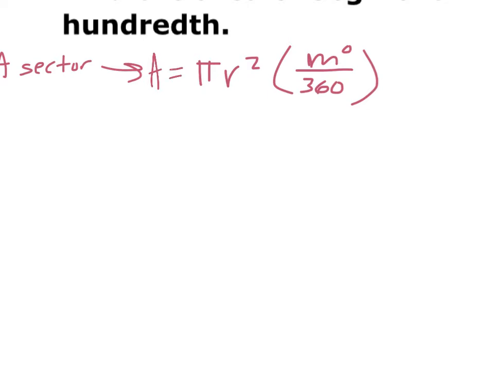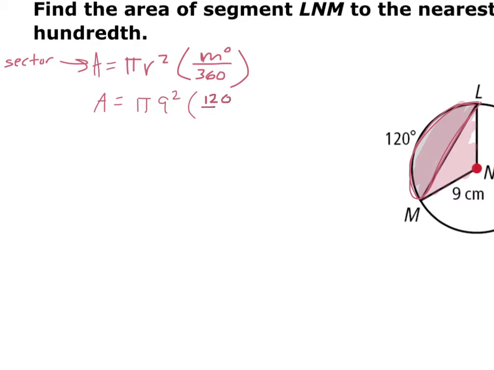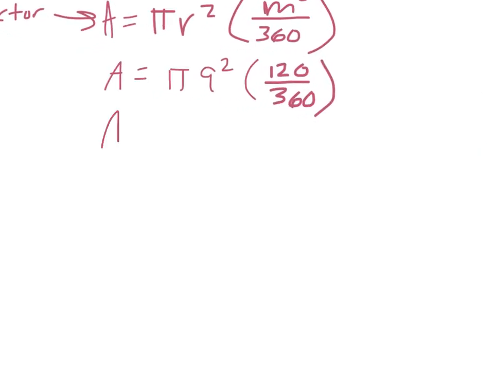So our radius is 9. So we have pi times 9 squared. Our measure of the arc is 120 divided by 360. And we can just put all of this into our calculator. So our area of the sector is going to be 9 squared, which is 81, times 3.14 times 120 divided by 360. So we get 84.78. So I just put all of this into the calculator.